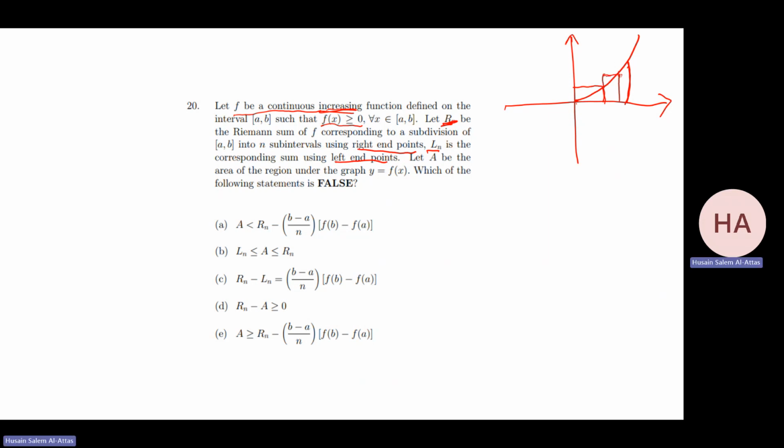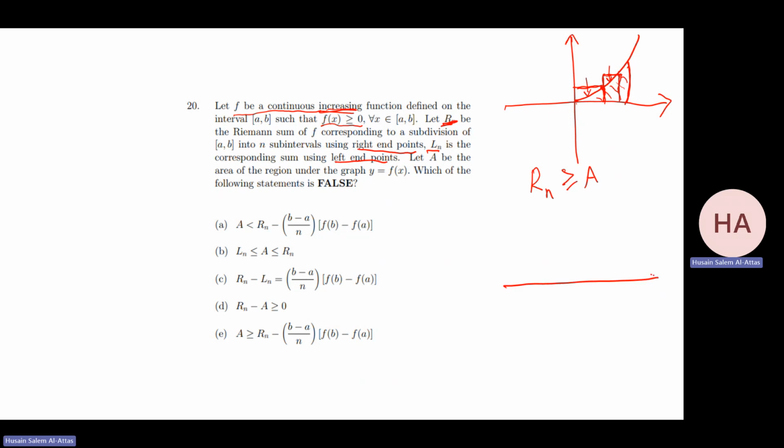Okay. So Rn, I'm using the right endpoint. So I'm using this one. So Rn is, the area is this one. So for Rn, I have these additional pieces. So Rn will be greater than or equal to A, since the function is increasing.